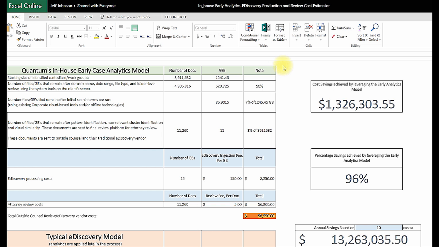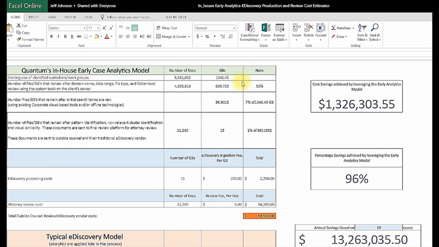Now this model reflects numbers from an actual case, so I think that's really helpful. Of course, this model will need to be somewhat tweaked based on your environment, but I think it's a good general model that should give you a good idea with regards to how early case analytics can save you money.